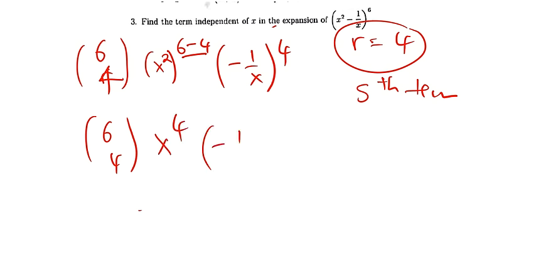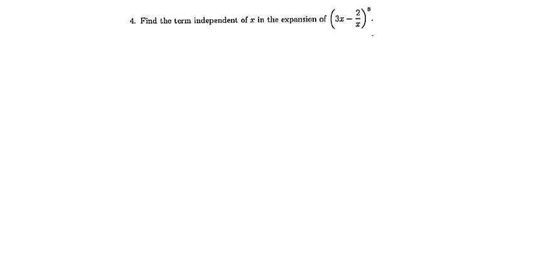2 times 2 gives us 6 choose 4, and then we've got (negative 1 over x) to the power 4, times x to the power 4. If we distribute the power, negative 1 raised to an even power gives us a positive 1, and then over x to the power 4. So you can clearly see that these are going to divide, and hence this clearly proves that this term is going to be independent of x. Okay, so apply the same concept to answer this one.